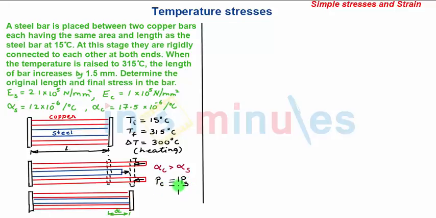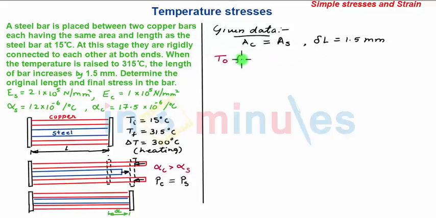So now let's solve the problem. First write all the given data. Area of copper rod is the same as the area of steel rod, and delta L they have mentioned as 1.5 mm. And the properties of this copper and steel bar are visible over here, so we won't be writing them here. And in this problem we have to find first the original length of the bar system L, and second the stresses induced in both the bars, steel and copper bar, that is sigma S and sigma C. So let's start with the solution.